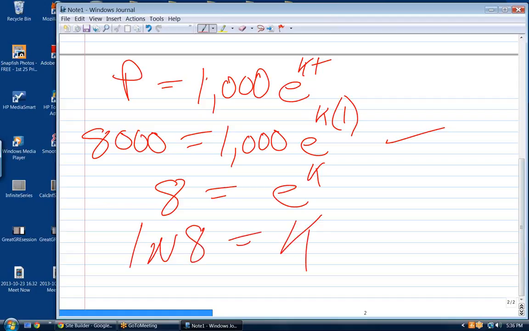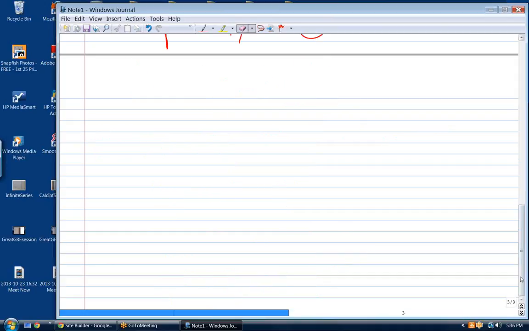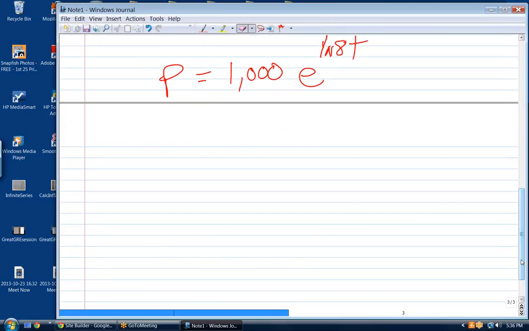So now we can write the exact equation that models this particular bacteria. And that is the population is going to be 1,000 times e to the natural log of 8 times t. And we could convert that to a number if you want, but we don't need to. There's nothing wrong with this answer. This is probably the best answer. This is a more accurate answer to give than putting a number in there, because natural log of 8 is an irrational decimal. We're going to have to approximate it.